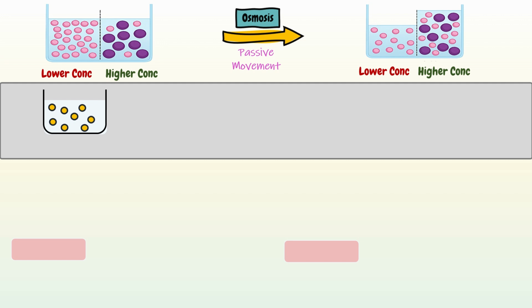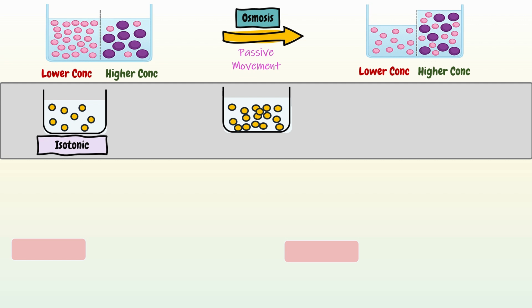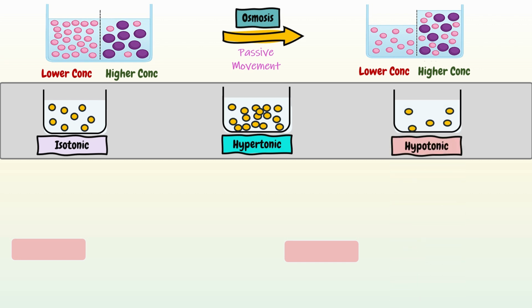A fluid at the same osmotic potential as plasma is said to be isotonic. But fluid at higher potential, meaning more concentrated solutes, is called hypertonic, and fluid at lower potential is hypotonic.